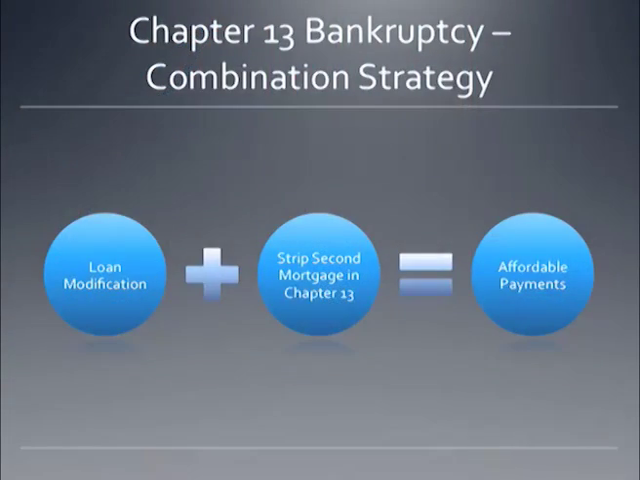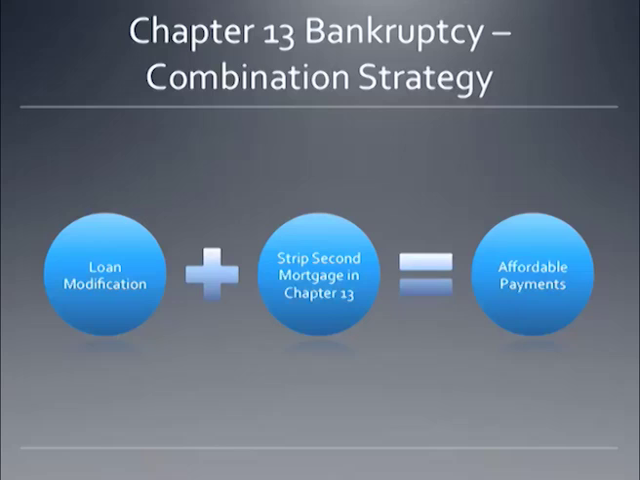This is my favorite strategy right now if there's a second mortgage. First thing someone comes in, we do a modification. Again, when I say we, you can do it too. It doesn't have to be an attorney, but we do a lot of it. It's just, we do the modification first.